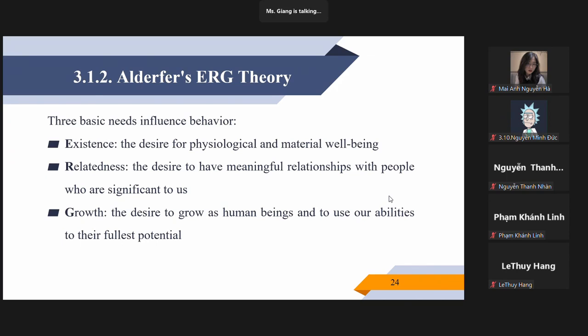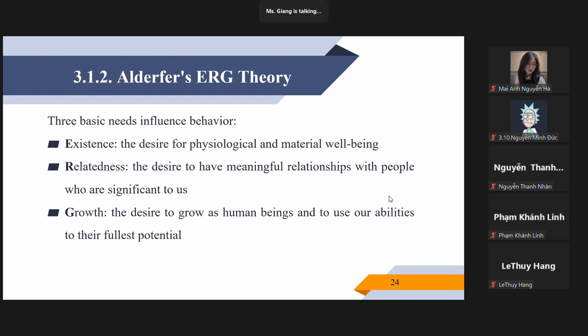Alderfer sets out the three basic needs that influence behavior: the existence needs, the relatedness needs, and the growth needs. The first one is existence needs. It is the desire for physiological and material well-being. The relatedness needs is the desire to have meaningful relationships with people who are significant to us. And growth is the desire to grow as human beings and to use our abilities to the fullest potential.